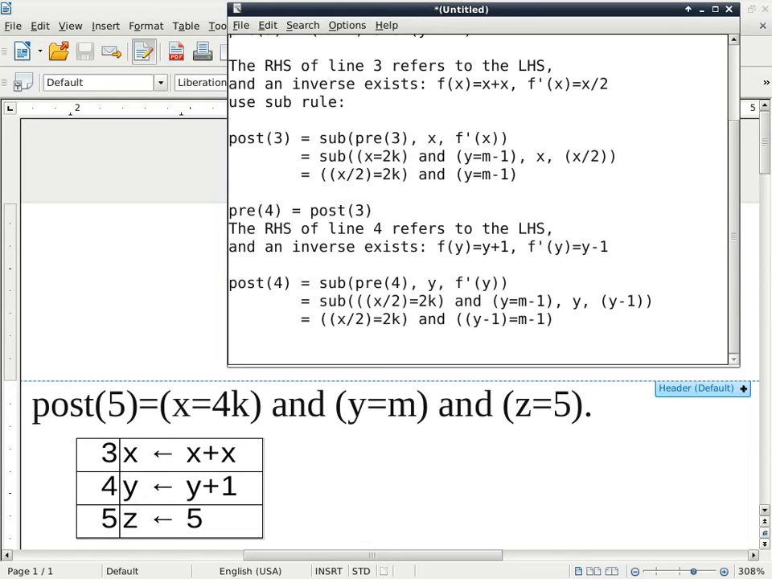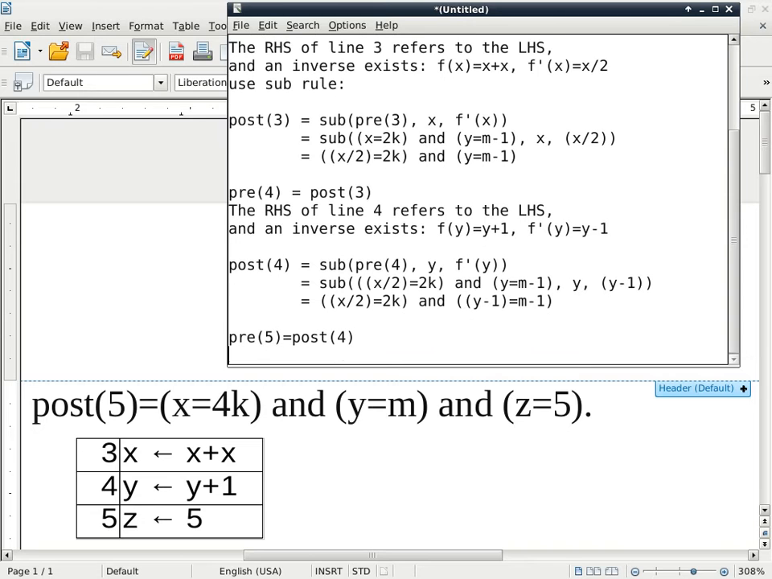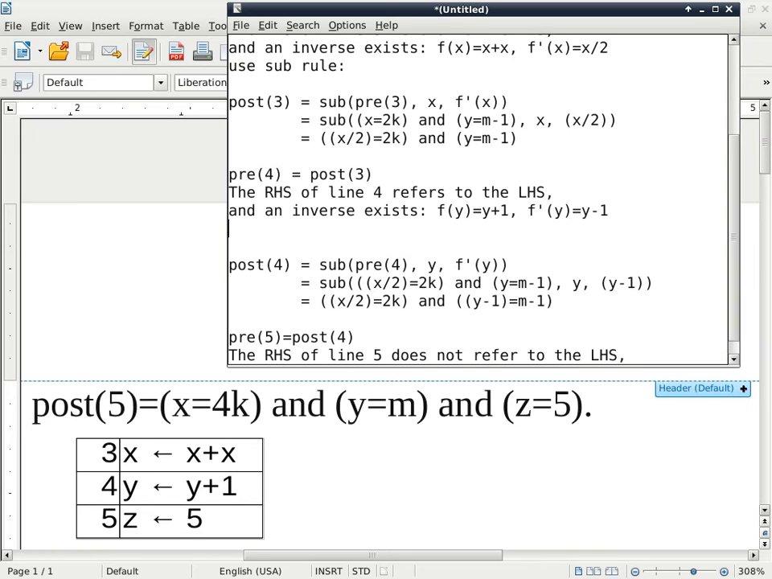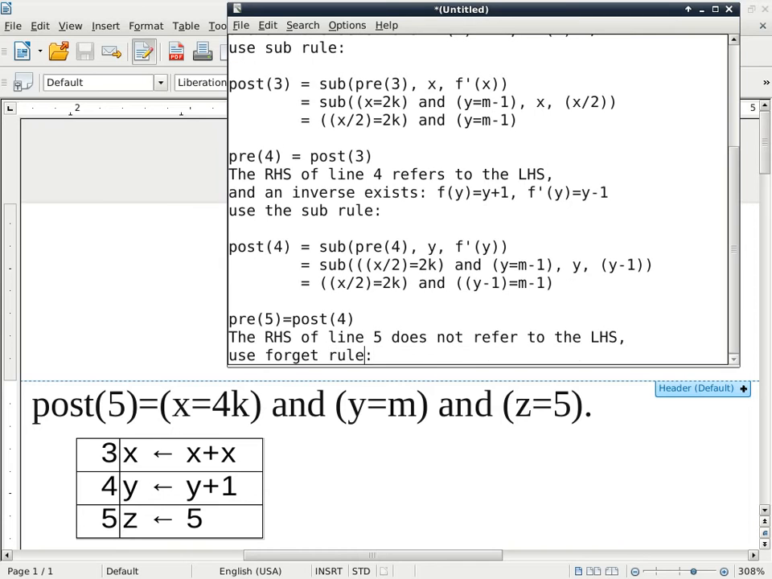Okay, we're down onto line 5, so we have to say pre-5 equals post-4 because those two lines are sequential. You don't have to explain they're sequential because in this case it's obvious. But you still have to say the right-hand side of line 5 does not refer to the left-hand side, because that is the reason why we pick the rule. So we have to say use the forget rule. Forgot to state that over here, so we have to do the same thing. Use the substitution rule. So in this case, we use the forget rule.